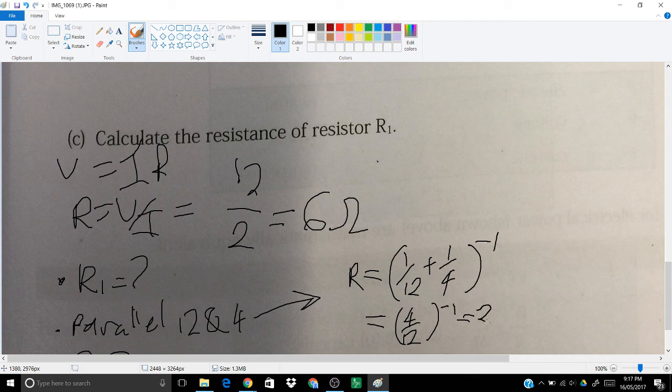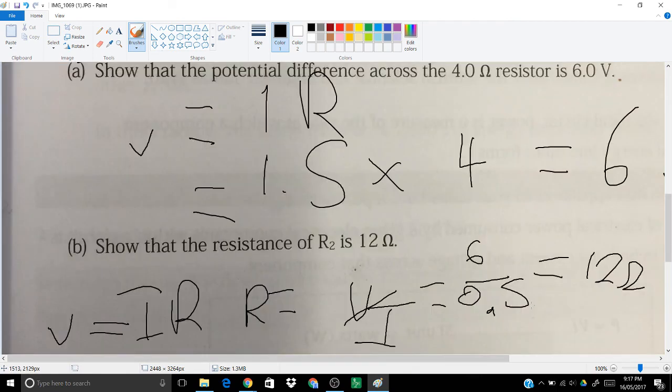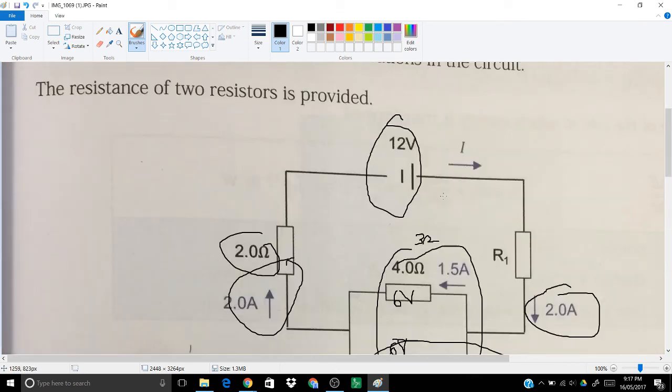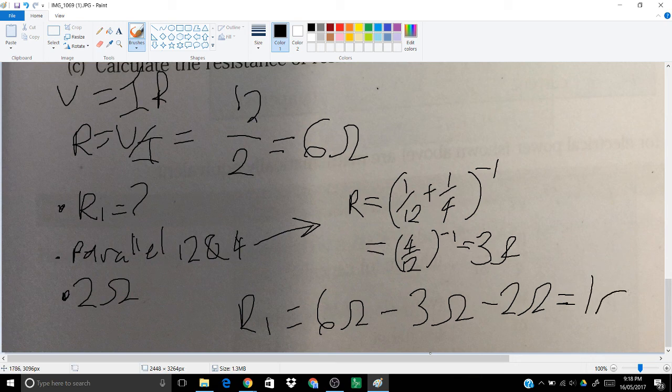Think of it this way: we know the total impedance for this circuit is 6 ohms. If it was one resistor, you would just have a 6 ohm resistor. We've got 2 ohms here, and this total section is 3 ohms. So 2 ohms and 3 ohms must make 6 ohms, so the 1 ohm is missing. So R1 equals 6 ohms, that's the total, minus 3 ohms, which is what we just worked out for the group of the two parallels, and also minus the 2 ohm resistor that's there. So that is 1 ohm. There we go, 1 whole ohm.